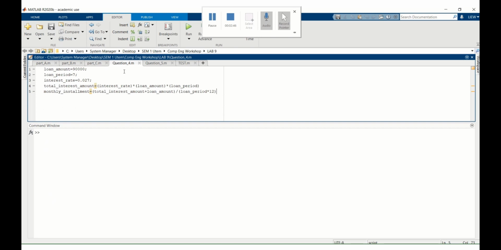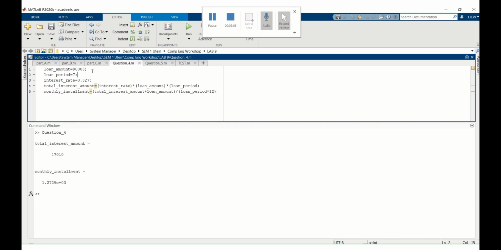And then we proceed to question 4. Question 4 asks us to find the monthly installment. So we run the simulation again, and then we get the monthly installment is 1,279 ringgit and 90 cents.